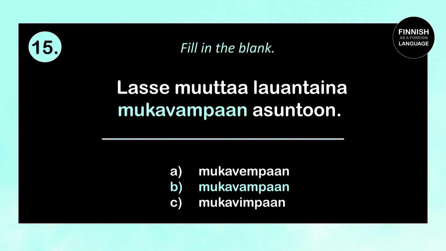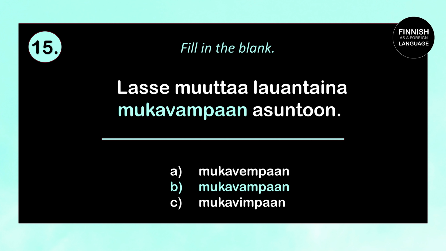Mukavampa is the comparative of the word mukava, which means comfortable, and mukavampaan is the comparative illative. Here we have to think like that. We want to know, where to is Lasse moving? The answer is he's moving to a more comfortable apartment, which is why we need the comparative illative here.